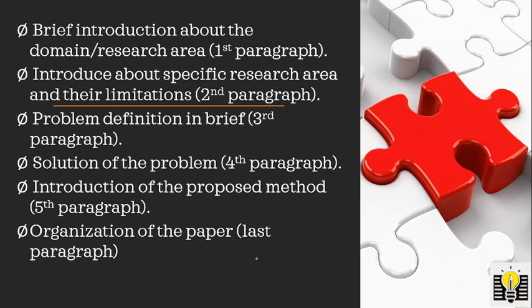The paragraphs contain the domain research area, the introduction about the specific research area and their limitations, then the problem definition in brief, and then the solution of the problem. The fifth paragraph contains the introduction of the proposed method, and finally the organization of the paper. Actually, this is not limited to one paragraph for each factor. Based on your comfort, you can extend to more than one paragraph for each factor. For example, if you would like to introduce your proposed system in two or three paragraphs, it will be elaborate, and the readers can understand all the steps of your proposed method.